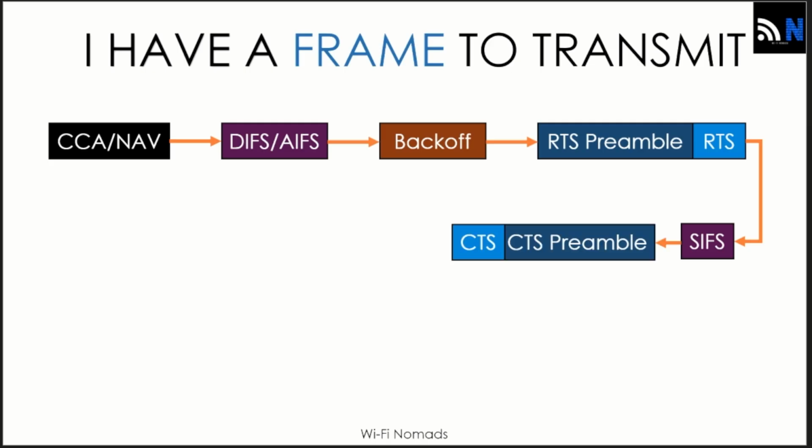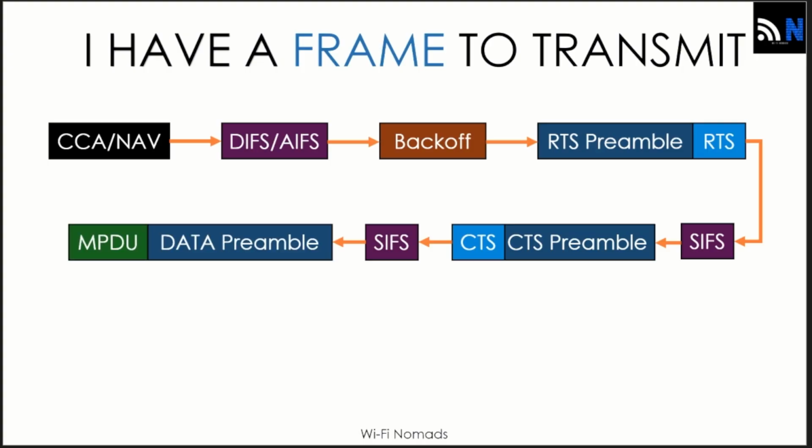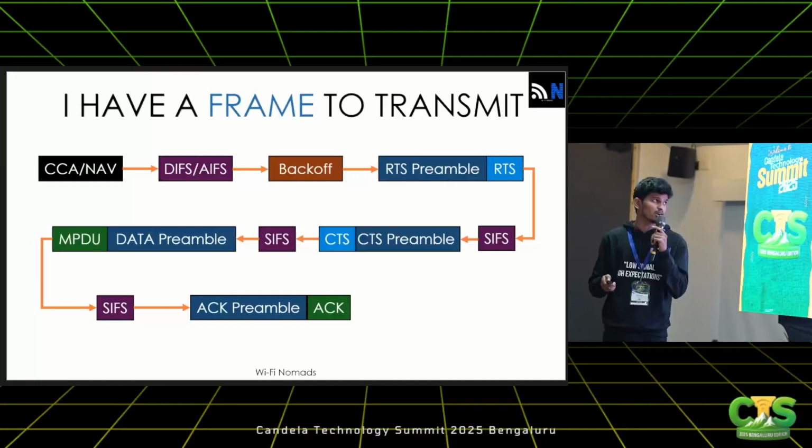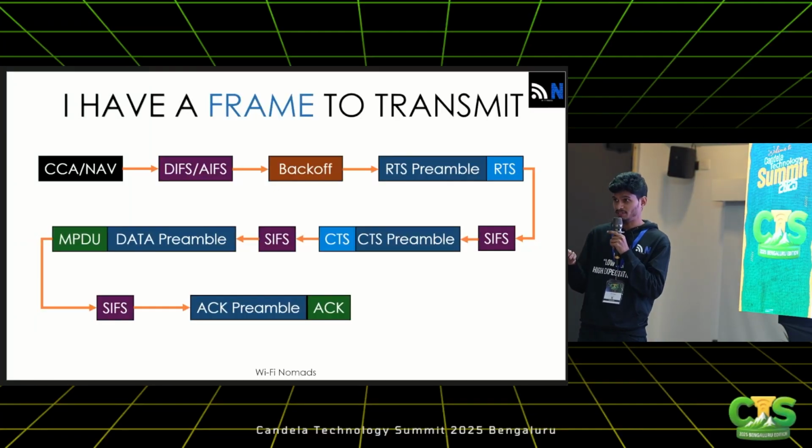Then, once you receive it, again you need to wait for the SIFS amount of time. Now you transmit the actual MPDU or data that you have. Once you transmit, your job is not done yet, because you need to know whether the receiver has received the data or not, right? So again, you have to wait for the SIFS amount of time, then you will get the acknowledgement. Okay, so this is the overall transmission process that you see in general Wi-Fi.